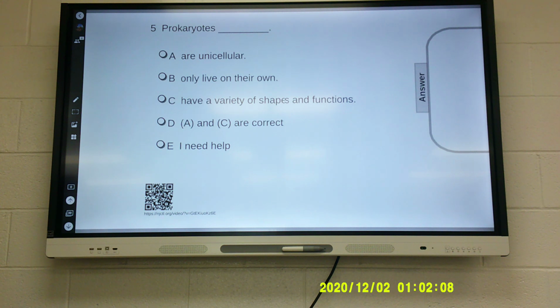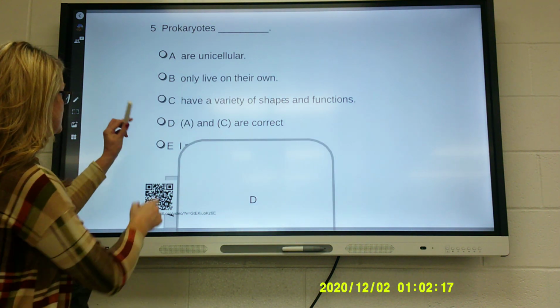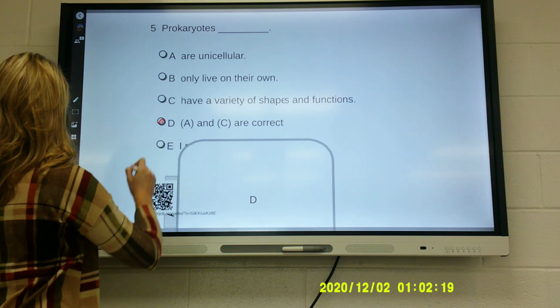Prokaryotes are unicellular, only live on their own, have a variety of shapes and functions. A and C, the correct answer on that one is D. A and C are both correct.